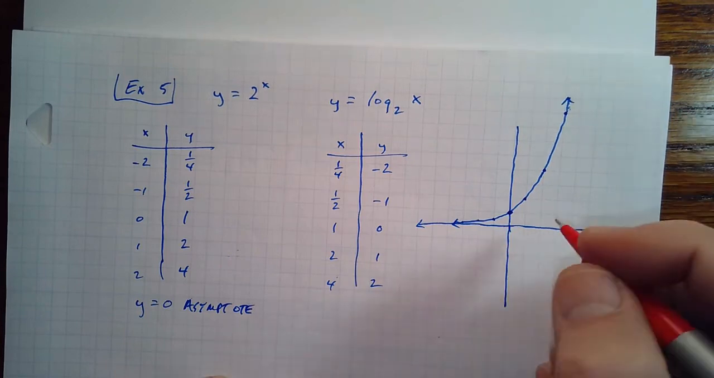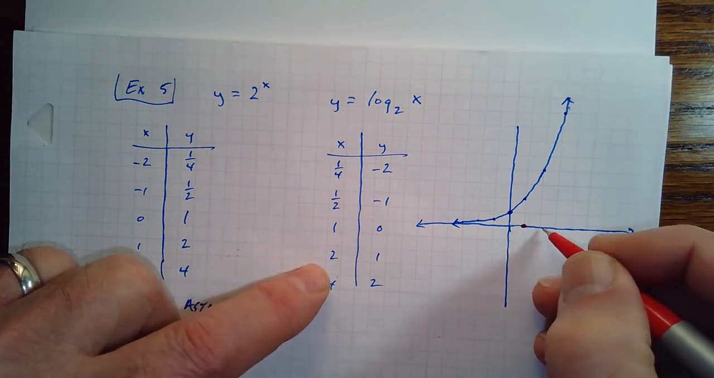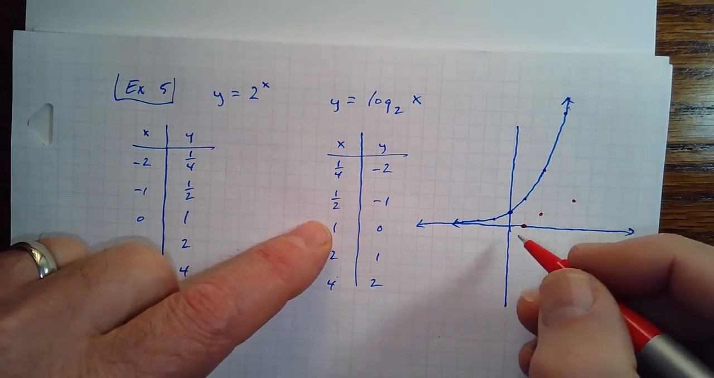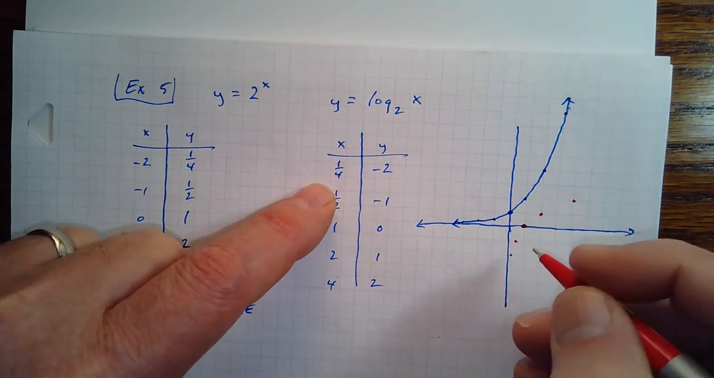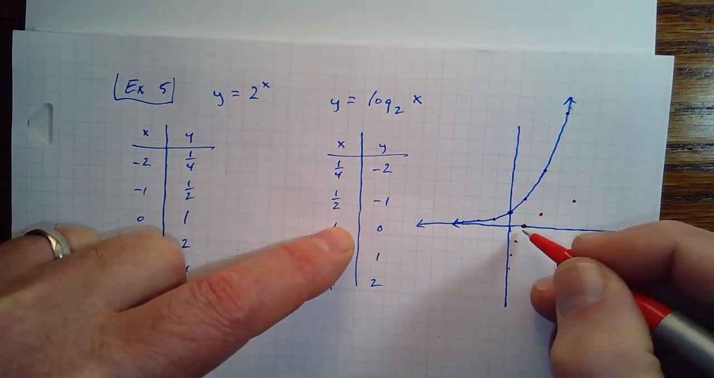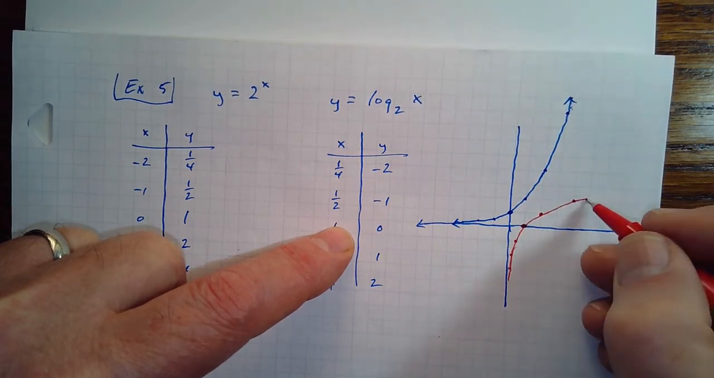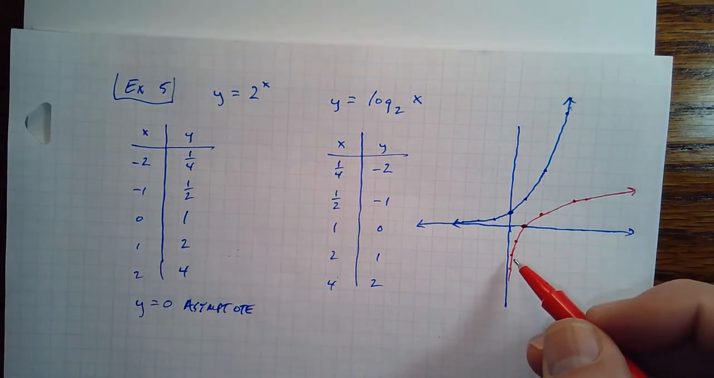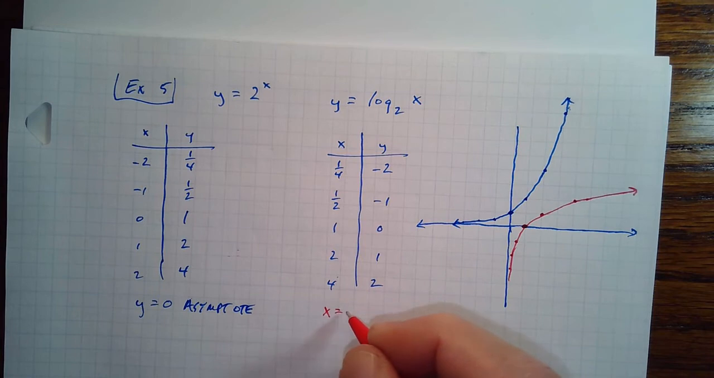And now I'll graph the other one in red here. So now I've got 1, 0, 2, 1, and 4, 2. And then I have 1/2, -1, and 1/4, -2. And if I had a 1/8, it would be a -3. And so now this is your typical logarithmic curve. Looks very similar to that square root of x graph for radicals, except now it has an x equals 0 asymptote.